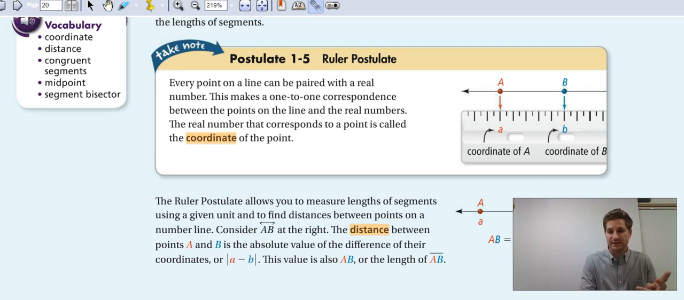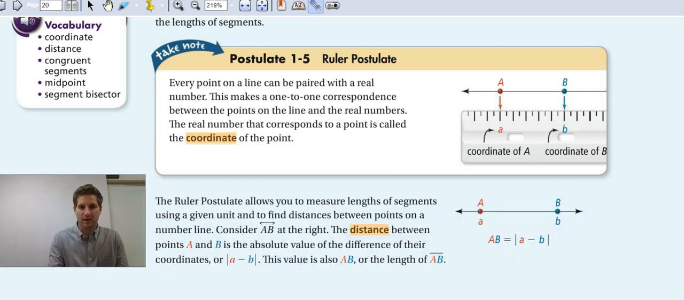I'm not going to have you guys write this down, but we basically say a coordinate is going to have some sort of length, and we can compare it to a ruler. That's kind of where this postulate comes from. Okay? Because of the postulate, we're allowed to measure lengths of segments. So this is our next vocab.